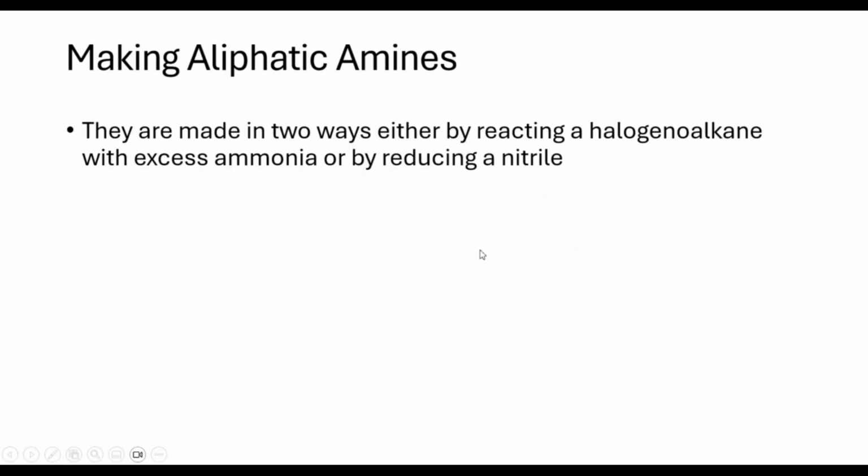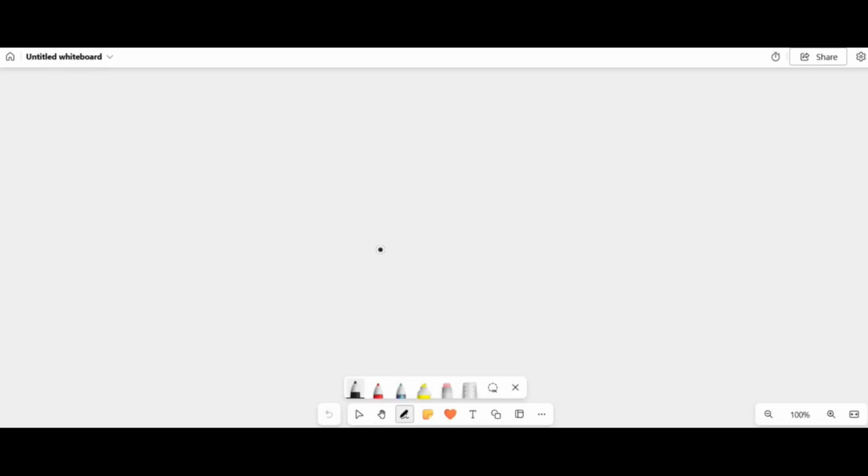Alright, making aliphatic amines. They are made in two ways: either by reacting a halogenoalkane with excess ammonia, or by reducing a nitrile. I'm going to talk about halogenoalkane with excess ammonia, and this is to make the primary amine. To make a secondary amine, instead of ammonia, you're going to use a primary amine, like methylamine, and that's going to make a secondary amine when you react it with a halogenoalkane.